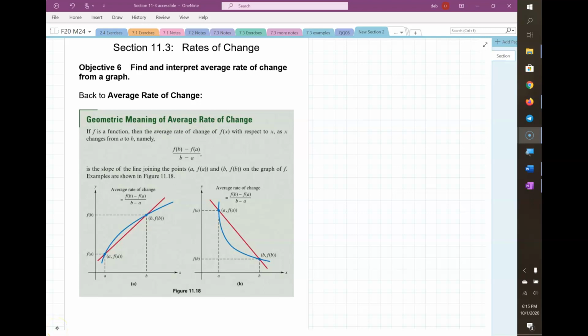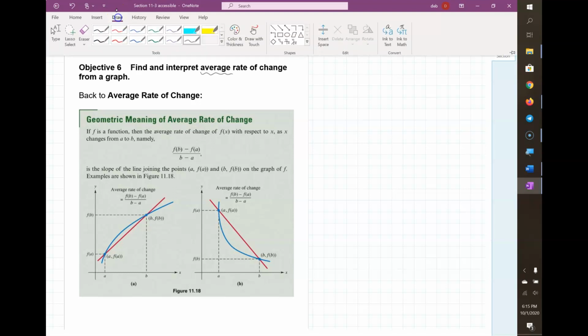Okay, so now we're done with our algebra review and we're going to get back to working our way up to calculus and rates of change. So we're going to find and interpret the average rate of change, first from a graph and then using algebra.